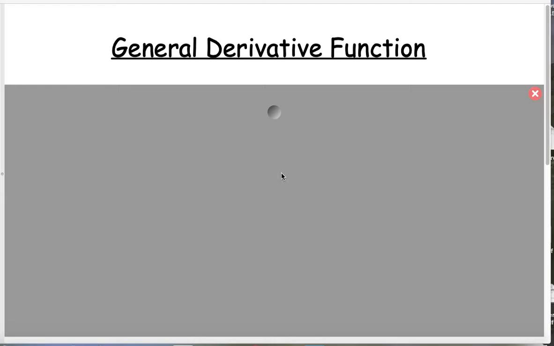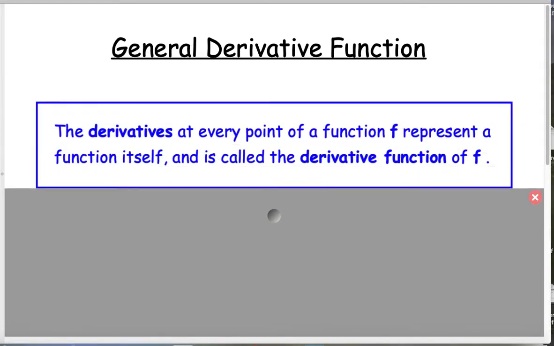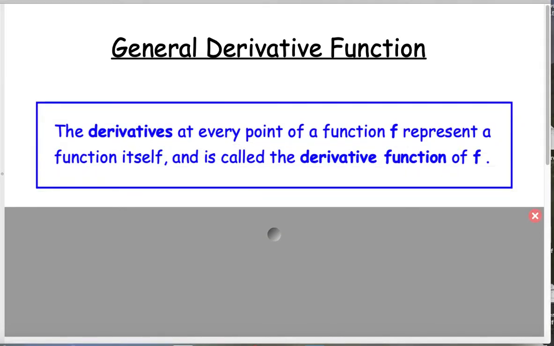So what if we had a function and we calculated a whole bunch of derivatives at different points on that curve? And then what if we looked at all the x values and corresponding derivative values? Well, it turns out that that set of ordered pairs itself makes another function. And it's the general derivative function of your curve.